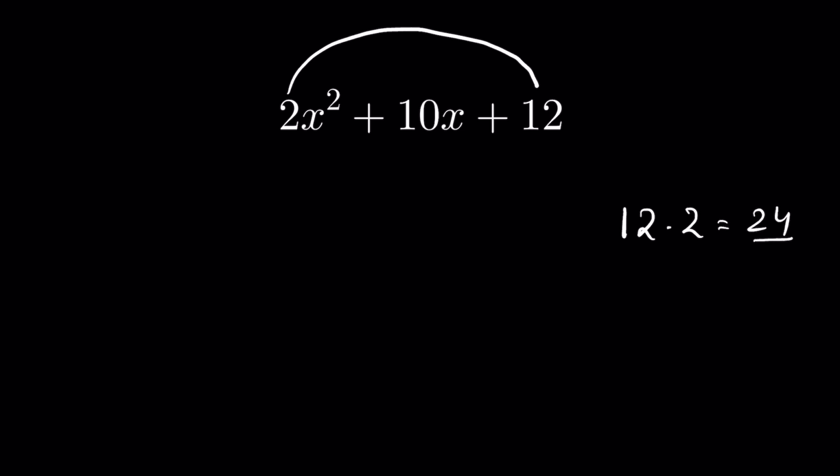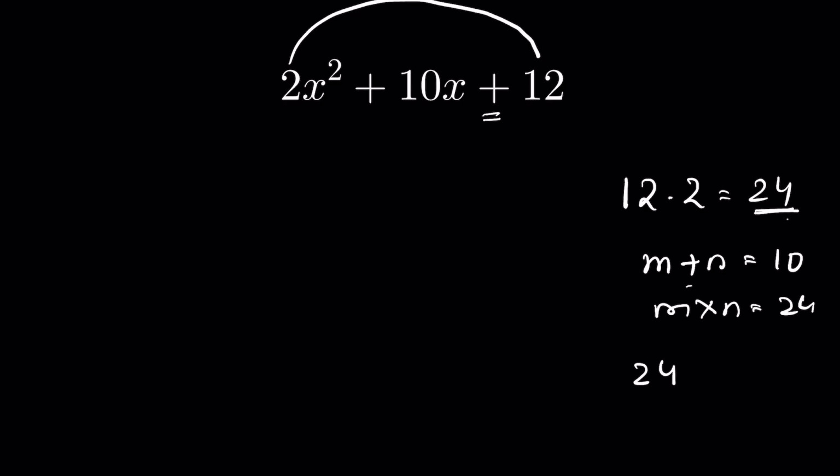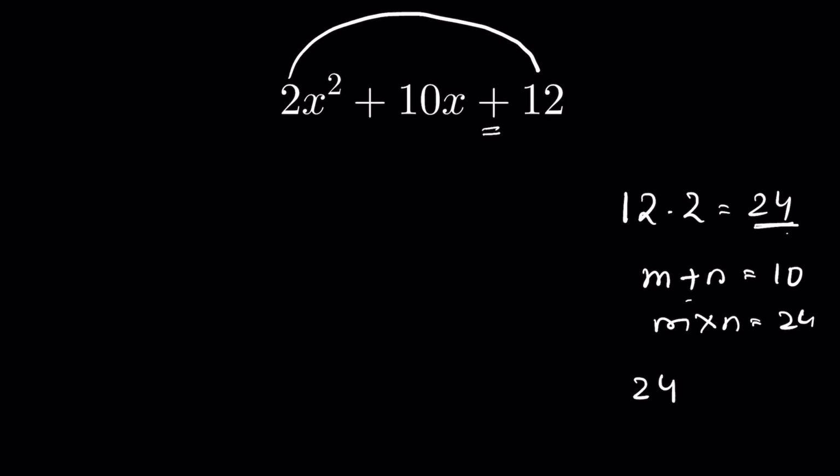Now we have to break down 24 into two terms such that m plus n is equal to 10 and m times n is equal to 24. We are adding because we have addition here. Now 24, two factors whose sum should be equal to 10. 6 times 4 is 24 and 6 plus 4 is 10.